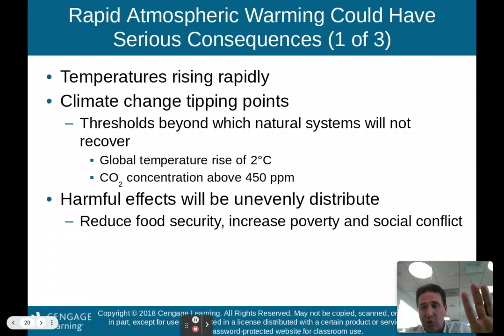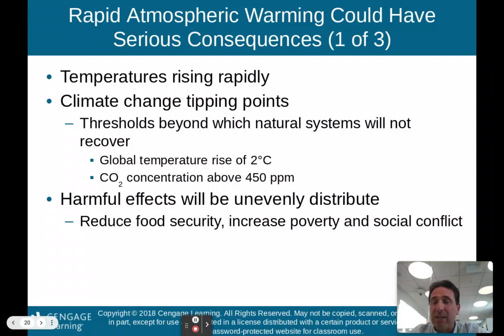If we don't get to these thresholds, then we can recover. And that's the key right now. The key is we're approaching some of these thresholds. So we need to stop it, or at least slow it down, so that we don't get to these climate change tipping points. And again, the harmful effects will be unevenly distributed. They reduce food security and increase poverty and social conflict.